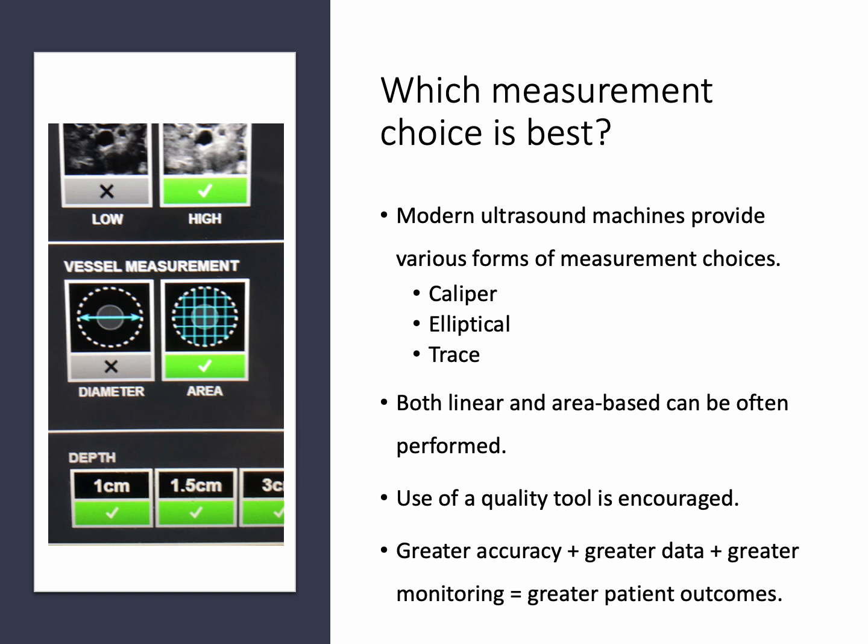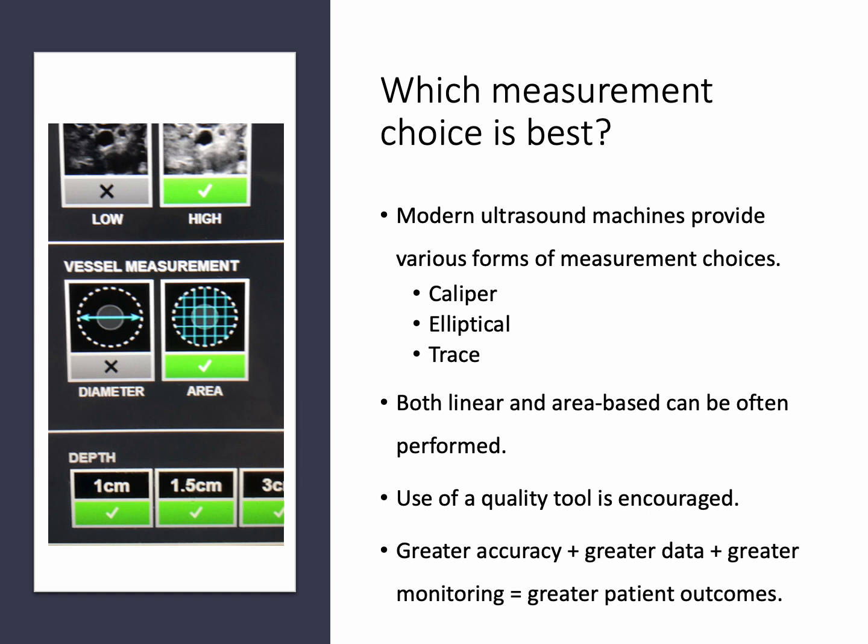But a lot of more modern ultrasound machines actually give us a number of options to be able to measure the vessel accurately. We can use a caliper, there's an elliptical tool, or there's even a trace option. Trace option is probably a little bit more difficult to utilize, but certainly the caliper and the elliptical measurements are very good because they allow you to measure both diameter and the cross-sectional area at the same time. So these can be performed relatively easily, and certainly the use of a quality measurement tool is very much encouraged, particularly in the vascular access realm.